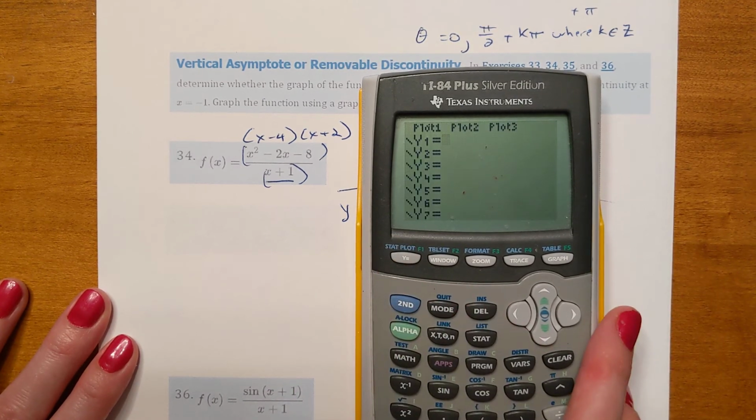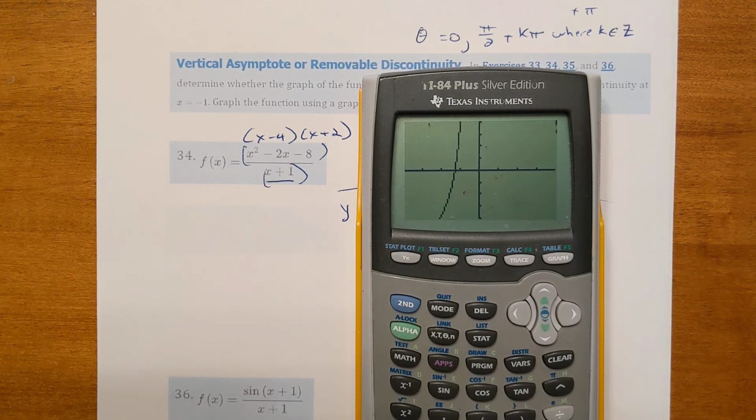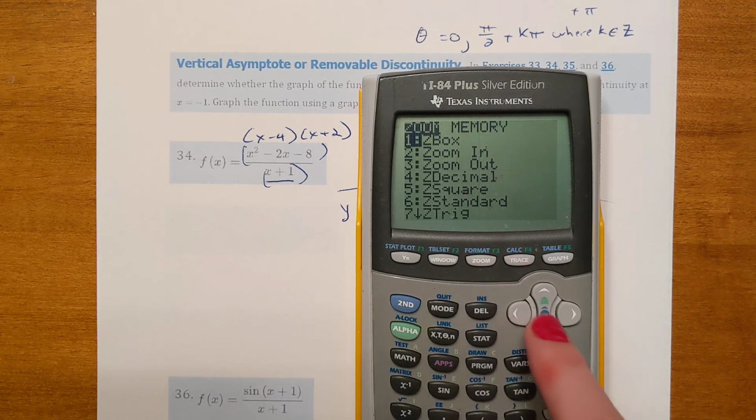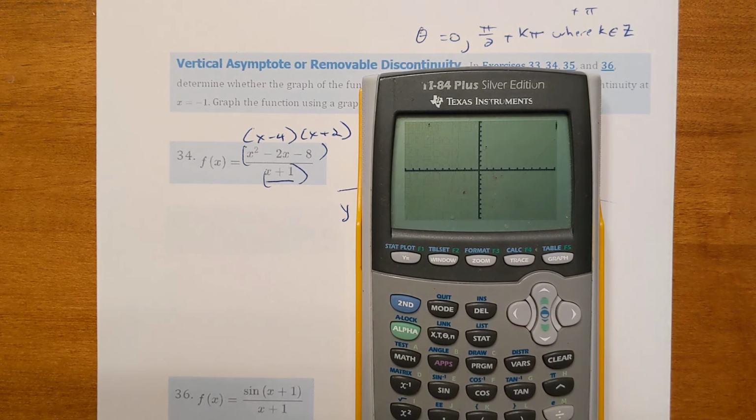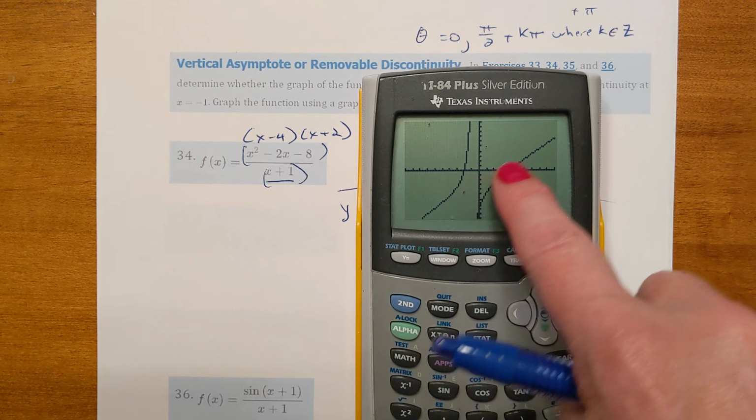So let's see here. We've got (x squared minus 2x minus 8) divided by (x plus 1). Graph. Oh, I think it's on trig still. Let me fix it. So zoom, standard. Okay, so you can see that slant asymptote at y equals x minus 3. It goes through the -3 and then with a slope of 1.